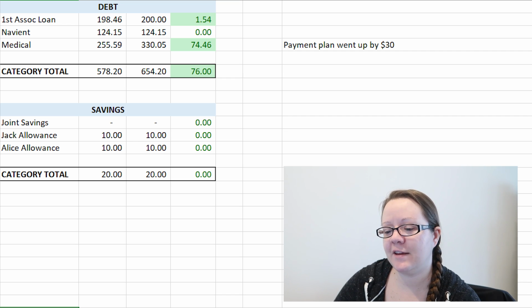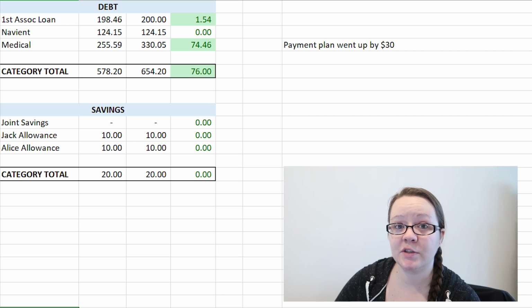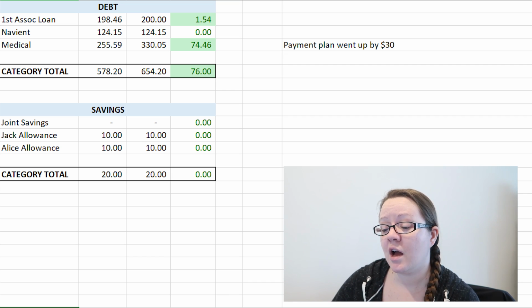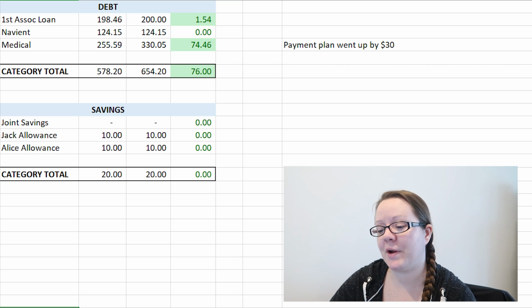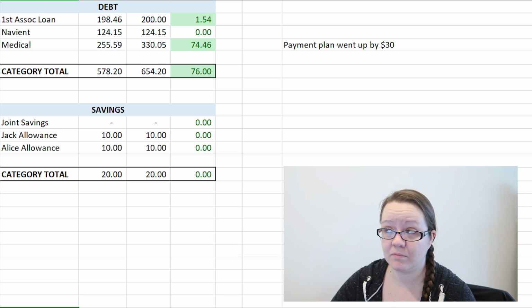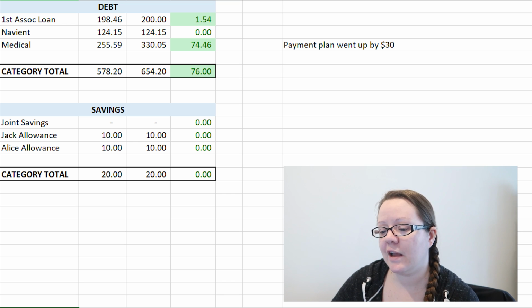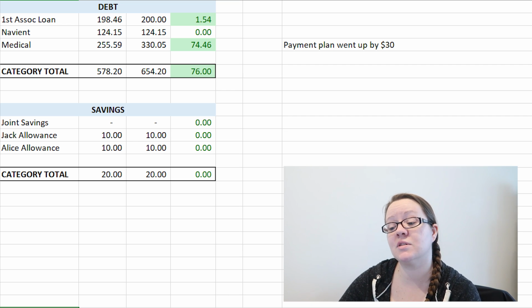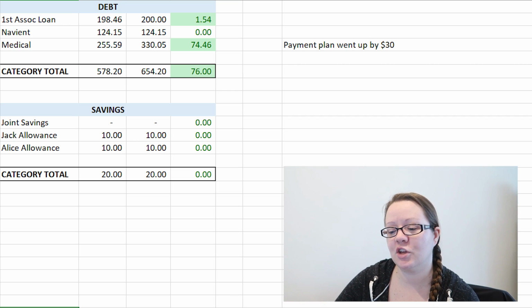And for savings, we don't put anything into our joint savings right now. We have an emergency fund that is funded and then some because we are a single income household for the most part. I bring in money, little bits here and there, but my husband is the only one working a stable job. And then Jackson and Alice each got their $10 in allowance. And if you want to see more about how we do allowance and commissions and chores in our house, I'll link a video that you can watch.